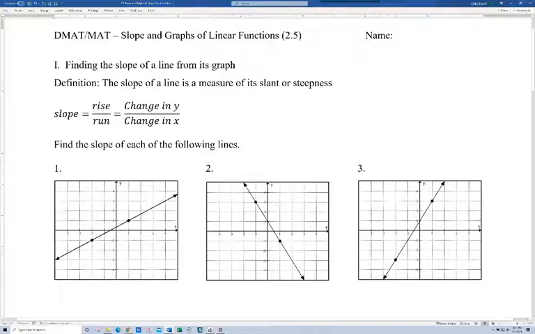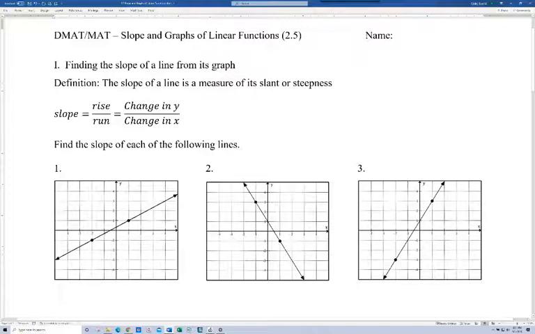Different lines have different slopes. You can see in the problems down below, 1, 2, and 3. And so it's an important description of a line. You may recall from the past that slope is equal to rise over run, or the change in y divided by the change in x.